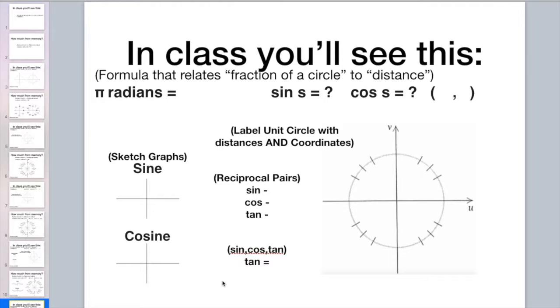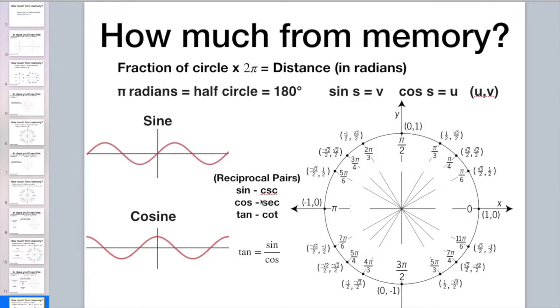So the answer is this. Sine and cosecant, cosine and secant, tan and cotangent. These are the reciprocal pairs. Tangent is defined as sine over cosine, like that. So you can see we've got all the other normal stuff right there, and these are the things you have to have memorized.